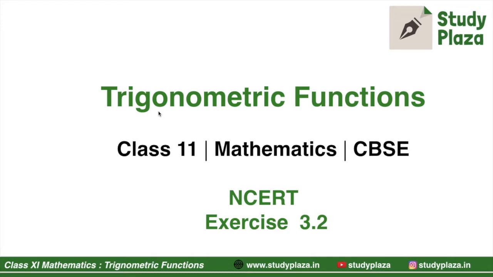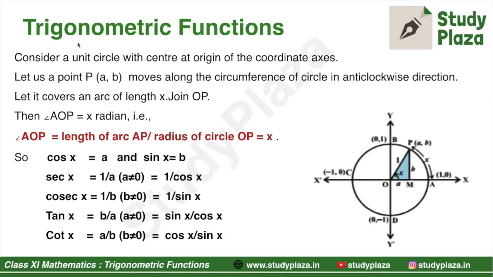Today I will discuss the concepts related to exercise 3.2. To start with, let us first understand how we can find the different trigonometric ratios. For that, we consider a circle of unit radius with its center at the origin of the coordinate axis, and a point P that moves along the circle in the anti-clockwise direction. Let this point cover an arc of length x.